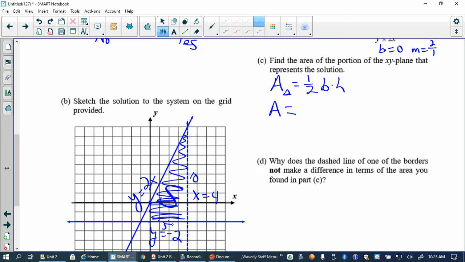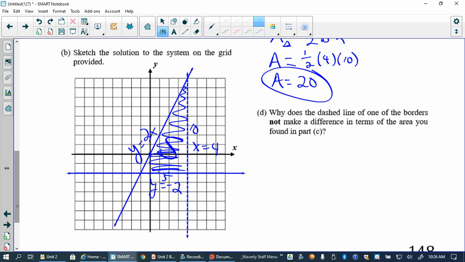And part of why does a dashed line of one of the borders not make a difference in terms of the area? Well, whether the points are included or not, even if it's a dotted line, it just represents a boundary, doesn't it? Dotted or solid, it's all just a boundary. Does that make sense? We'll just say that it's just a boundary.